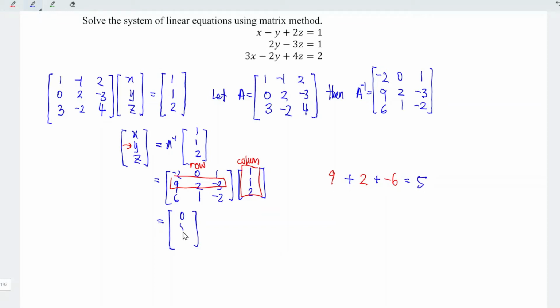So we write it here, 5. And lastly, for z, which is the last row, so we should have 6 times 1 is 6, 1 times 1 is 1, minus 2 times 2, which is minus 4. And we should also add up. And this is equal to 3. So we write it here, 3. And we can now conclude that x is equal to 0, y is equal to 5, while z is equal to 3. And hence, we're done.